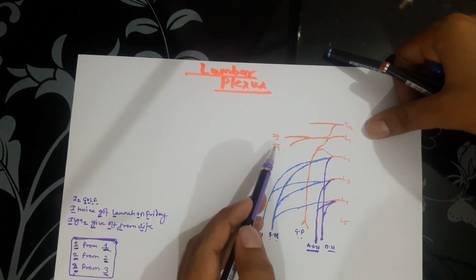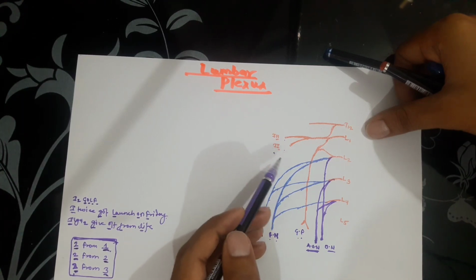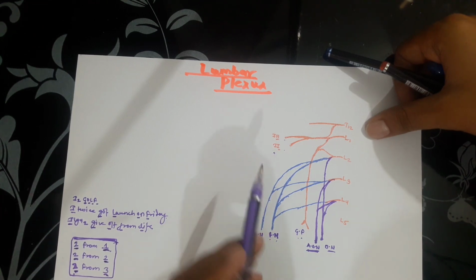So it has two branches, that is motor and sensory. The sensory one supplies the skin, and the motor supplies the muscles, the abdominal muscles.